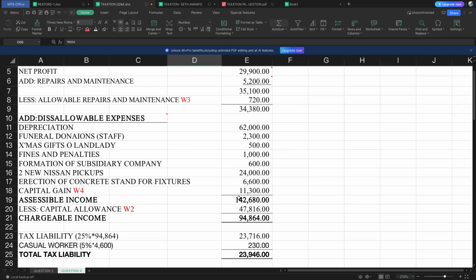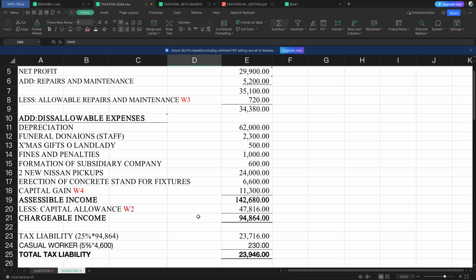So you add all to get 142,680. Then you less your capital allowance you have computed, 47,816. So you take that out of the 142,680 to get your chargeable income.